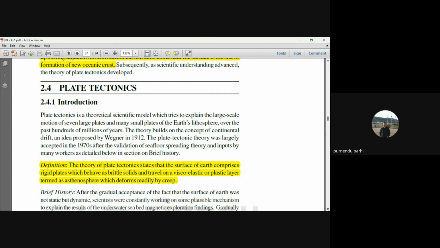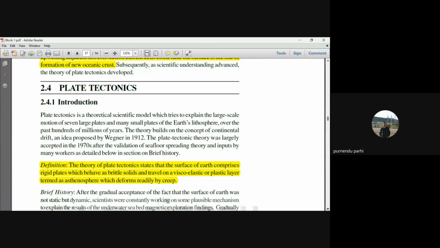The theory builds on the concept of continental drift, the idea proposed by Wegener in 1912. The plate tectonics theory was largely accepted in the 1970s after the validation of the seafloor spreading theory and inputs by many workers, as detailed below in the section on brief history.